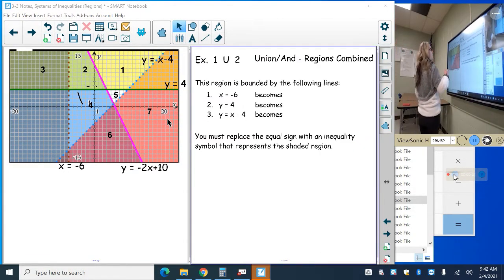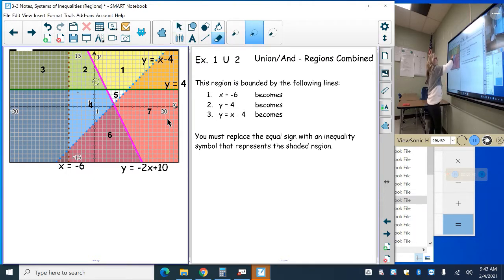So this example is 1U2. Well, what in the world does U mean? Well, 1U2, U just means union or "and." So what I want to graph here is regions 1 combined with region 2. So let's look and find region 1 and 2.